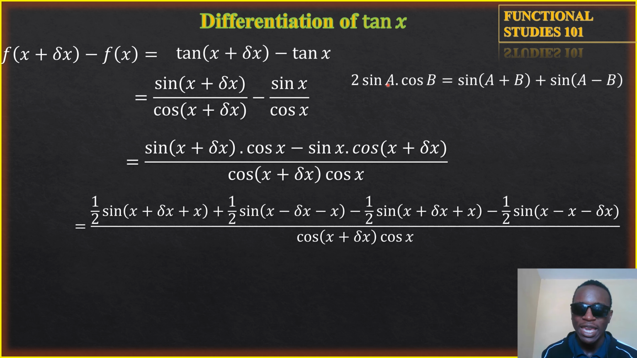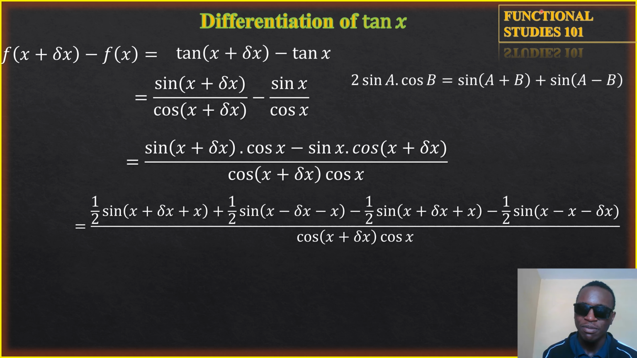So my A in this identity, for this first term, is x plus delta x. Then my B is x. You can see clearly. So I have to replace it here. There is a half here. This is a half I've already copied. Sine of A plus B. My A is this and my B is this. So I have x plus delta x plus x. That's the first part of this result. Remember, it has two parts, sine A plus B plus sine A minus B.